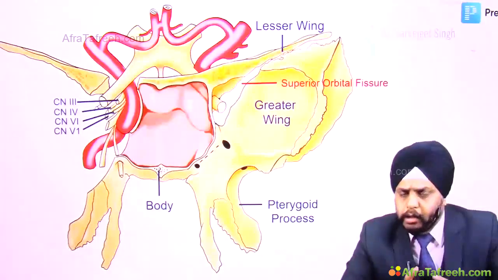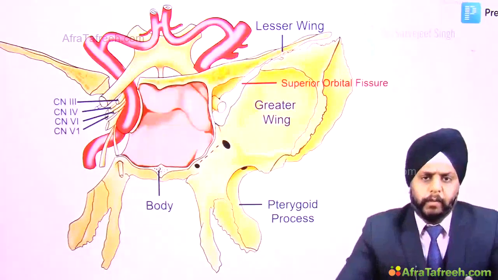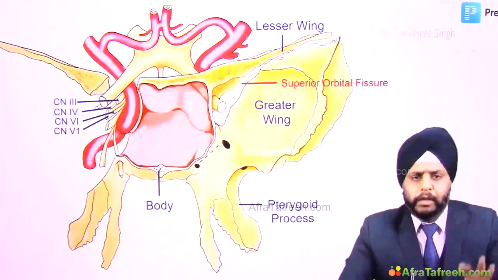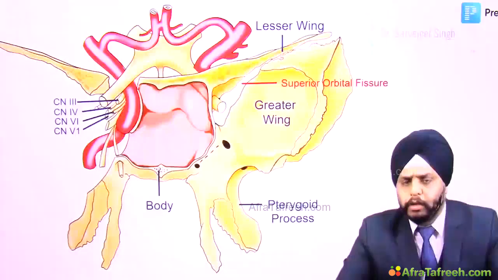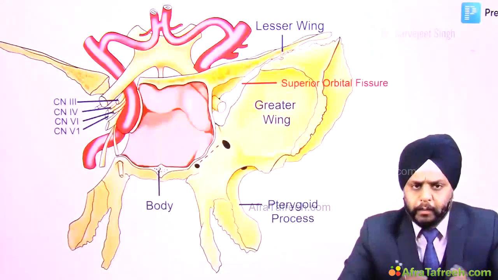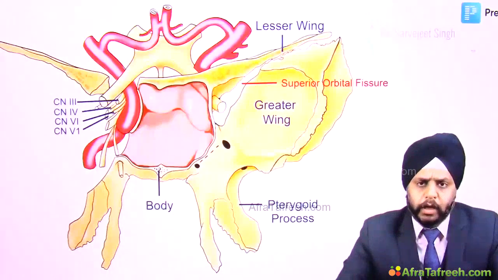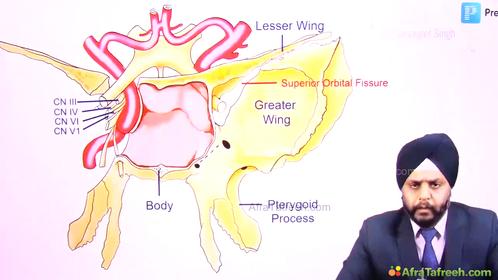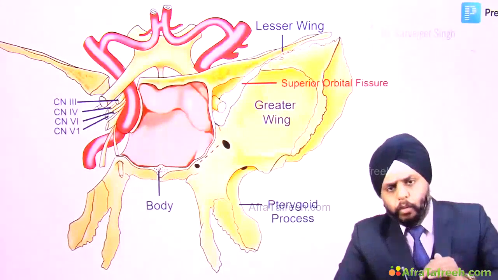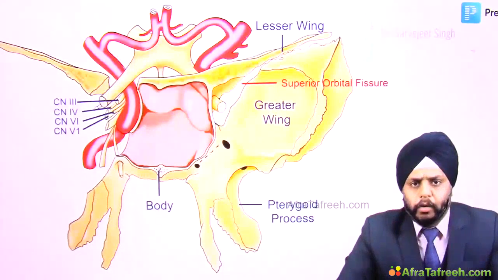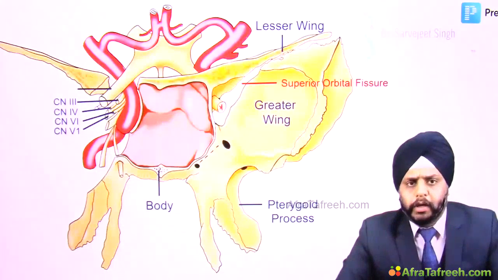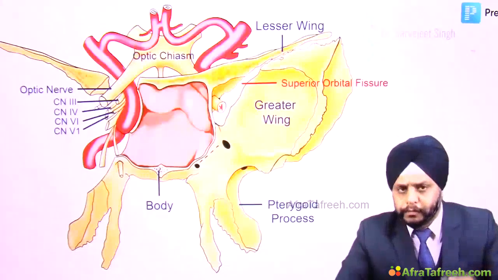So these are the cranial nerves. I'll discuss a little bit more about the superior orbital fissure later, but these are the cranial nerves that pass through it. We have a vein also, that is the superior ophthalmic vein, that also passes through the superior orbital fissure. Now what other structure can you see over here? You can see one important structure over here. That important structure is the optic nerve.